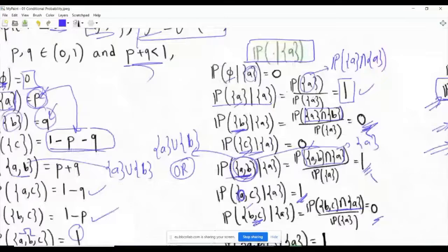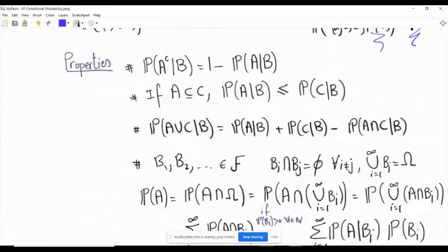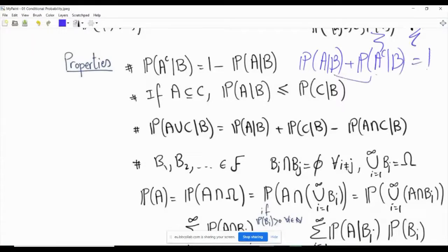Okay, so let's go back. And again, as I said last time, once you prove that conditioning on an event, and of course this event should have a strictly positive probability, gives a new probability measure, then you expect every property of a probability measure to apply. So the probability of A given B, or A conditioned on B, plus the probability of A complement given B, the sum of these two should give you 1. Now, if A is contained in C, then the probability of A given B is less than or equal to the probability of C given B.